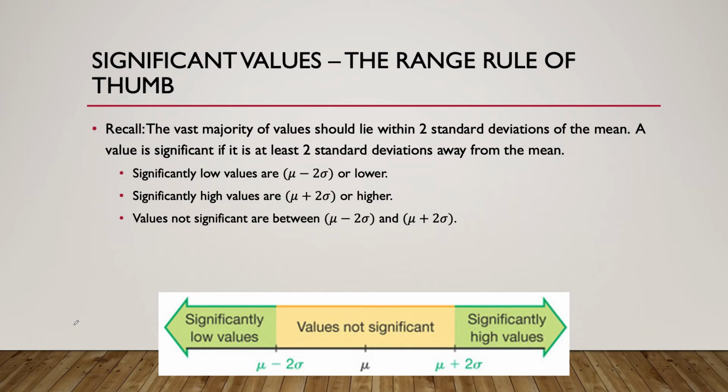And when it comes to the values of the probability distribution, we can have significant values based on this range rule of thumb. We recall the vast majority of values should lie within 2 standard deviations of the mean. A value is not significant if it's less than 2 standard deviations away from the mean, and significant if it's at least 2 standard deviations away from the mean. So significantly low values are mu minus 2 sigma or lower, and significantly high values are mu plus 2 sigma or higher. And not significant values are between those two, so between mu minus 2 sigma and mu plus 2 sigma.